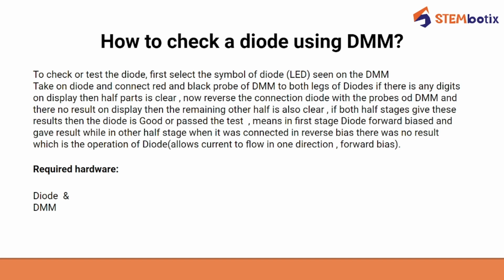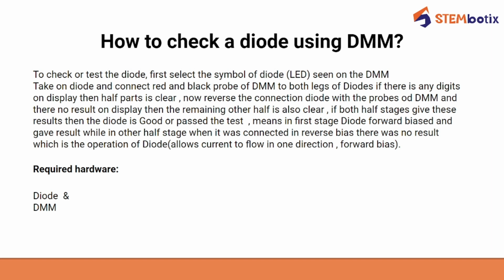Take one diode or LED. First, connect your black probe of digital multimeter to one end of the diode and then connect the red probe to the voltage ampere port and connect it to the other end of your diode. If there is any digit on display, then half part is clear.